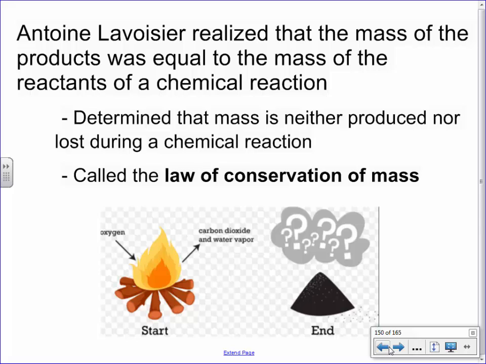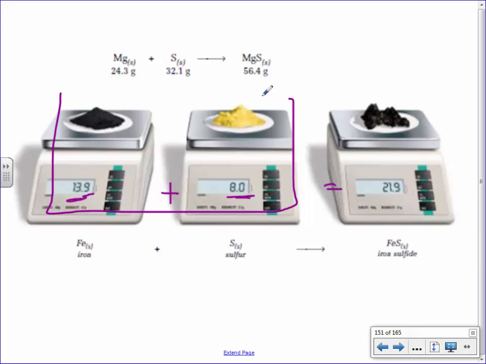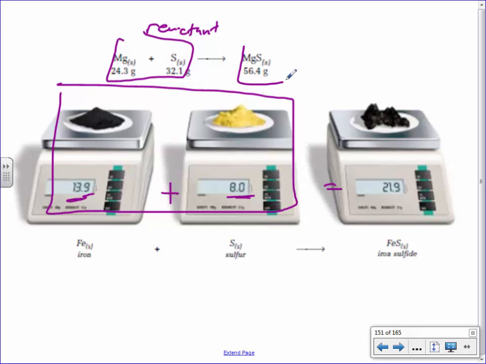And I've kind of got a picture here to illustrate it on this slide. Imagine that you started with 13.9 grams of iron and 8 grams of sulfur. Well, 13.9 plus 8 equals 21.9. According to Lavoisier, whatever you start with as a reactant should equal what you finish with as a product.